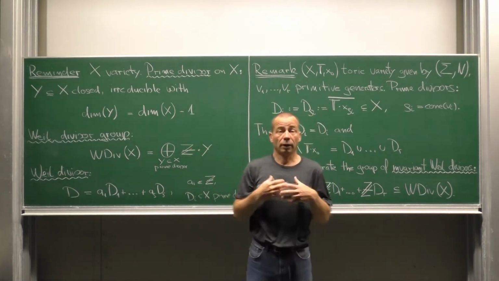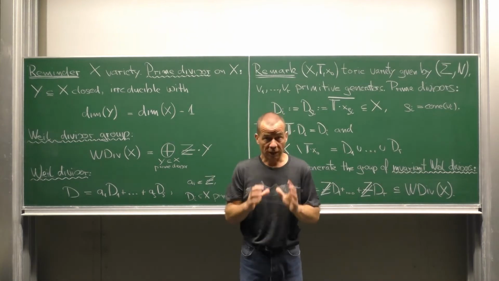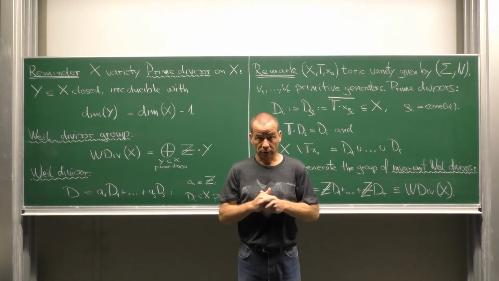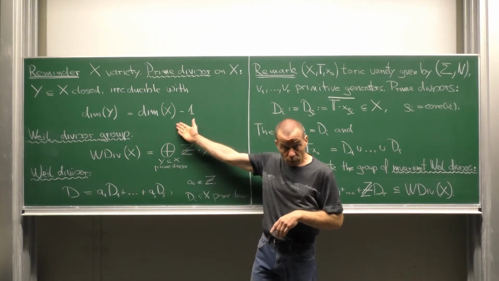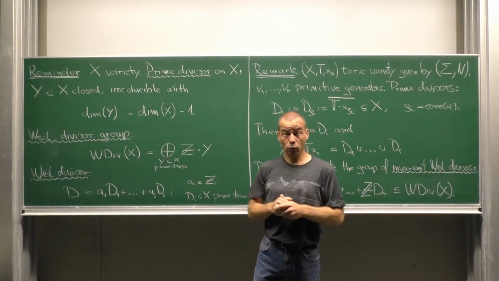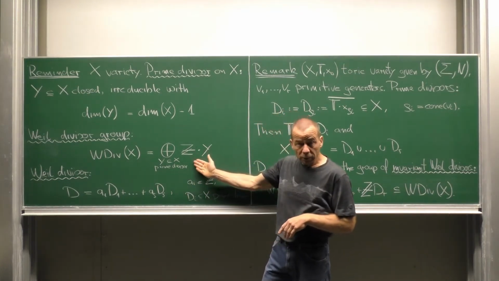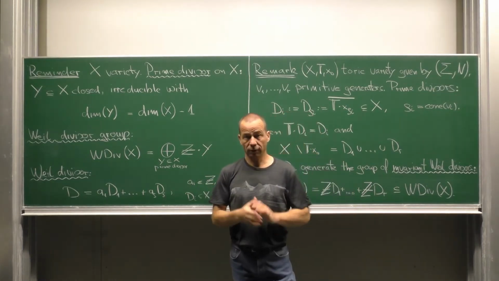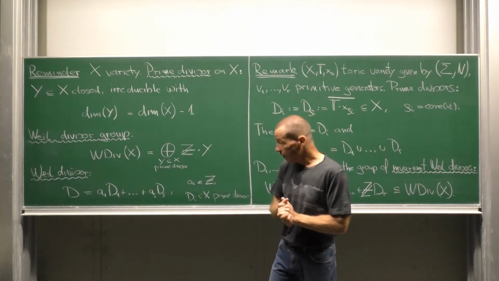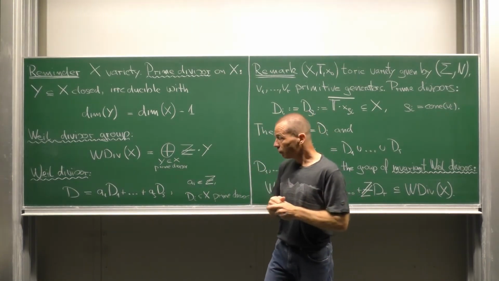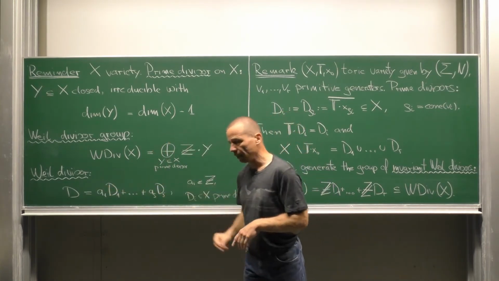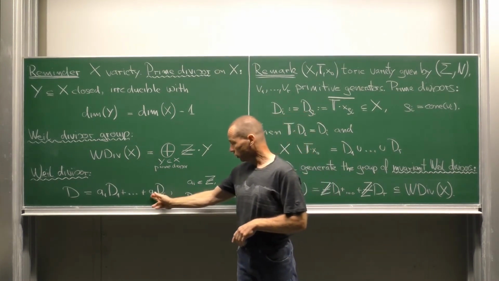Let X be any variety. A prime divisor on X is an irreducible closed subset Y of dimension 1 less than X. The Weil divisor group of X is a free abelian group generated by all these prime divisors of X. So a Weil divisor on X is a linear combination D of prime divisors D_i with integral coefficients a_i.